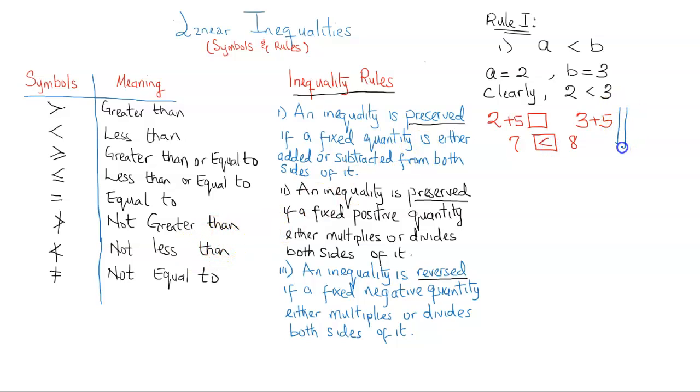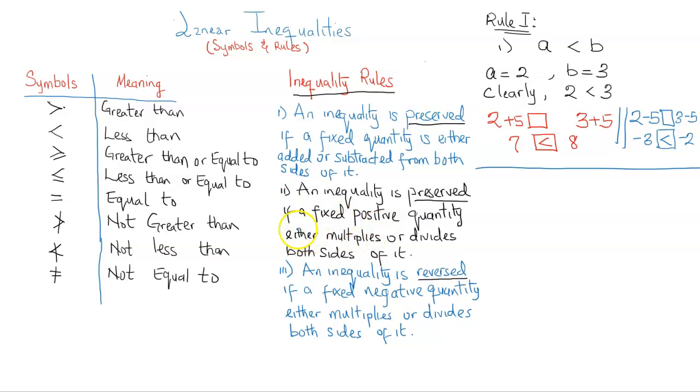If I had subtracted 5 from both sides, I'm sure the inequality is still going to be preserved, because I'm going to have 2 minus 5 on the left and 3 minus 5 on the right. 2 minus 5 is negative 3. 3 minus 5 is negative 2. And of course, negative 3 is still less than negative 2. So this shows that an inequality is always going to be preserved if a fixed quantity is either added or subtracted from both sides of it.